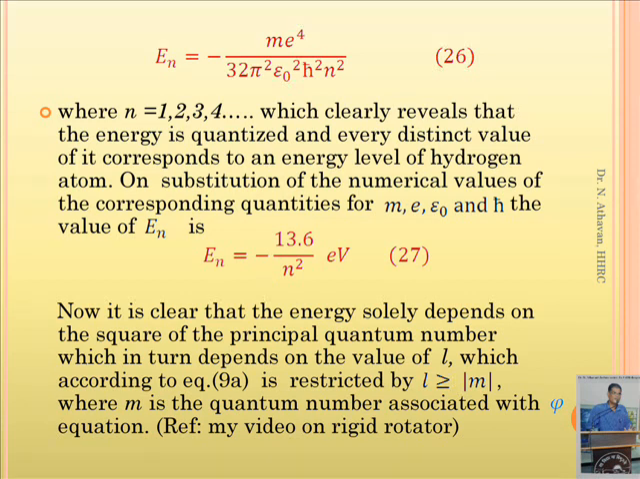On substituting the corresponding numerical values for the quantities m, e, epsilon 0 and cross h, the value of En can be written as En is equal to minus 13.6 divided by n square electron volts. So this is the energy expression for the hydrogen atom. Now it is clear that the energy purely depends on the square of the principal quantum number as proposed by Niels Bohr, which in turn depends on the value of l, which according to equation 9a is restricted by l greater than or equal to mod m, where m is the quantum number associated with phi.